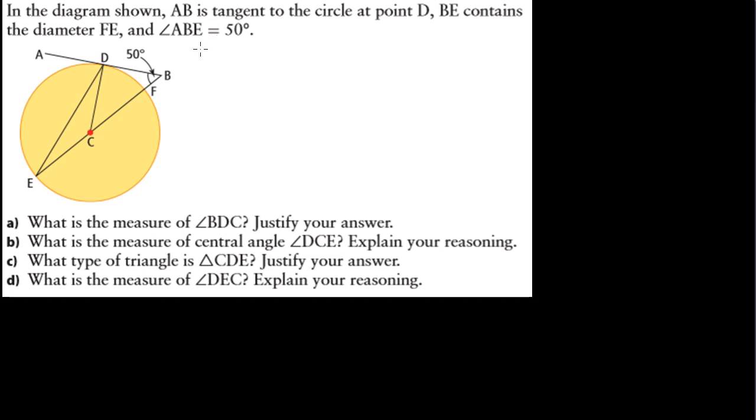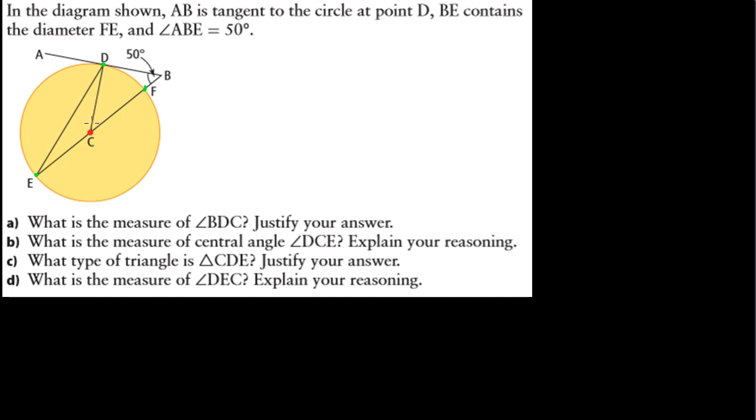So in the diagram below, we have AB is tangent to the circle at point D. So point D is going to be our point of tangency. Some special things happen there. BE contains the diameter FE. So I'm just going to make a little point over there. FE is going to be our diameter.